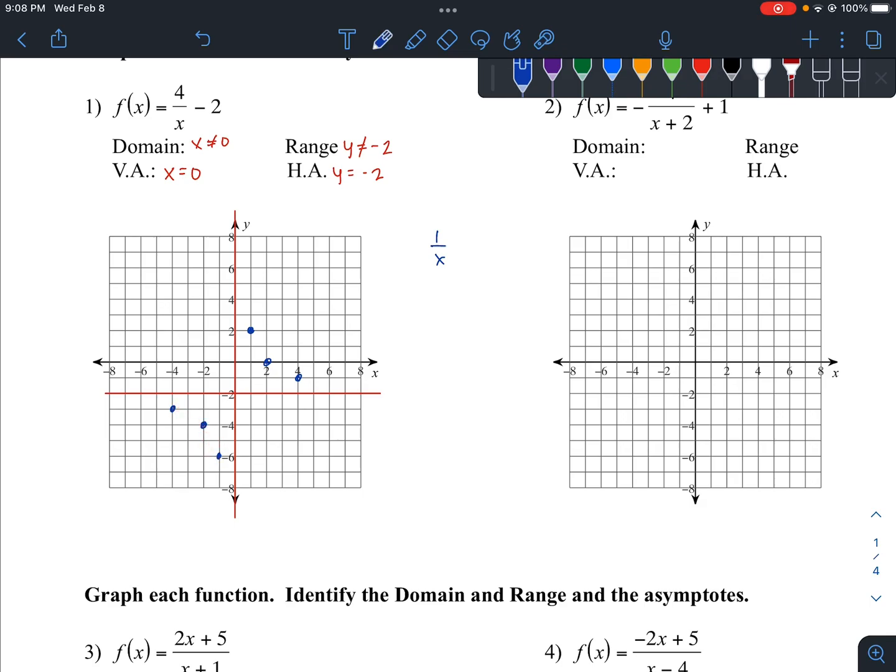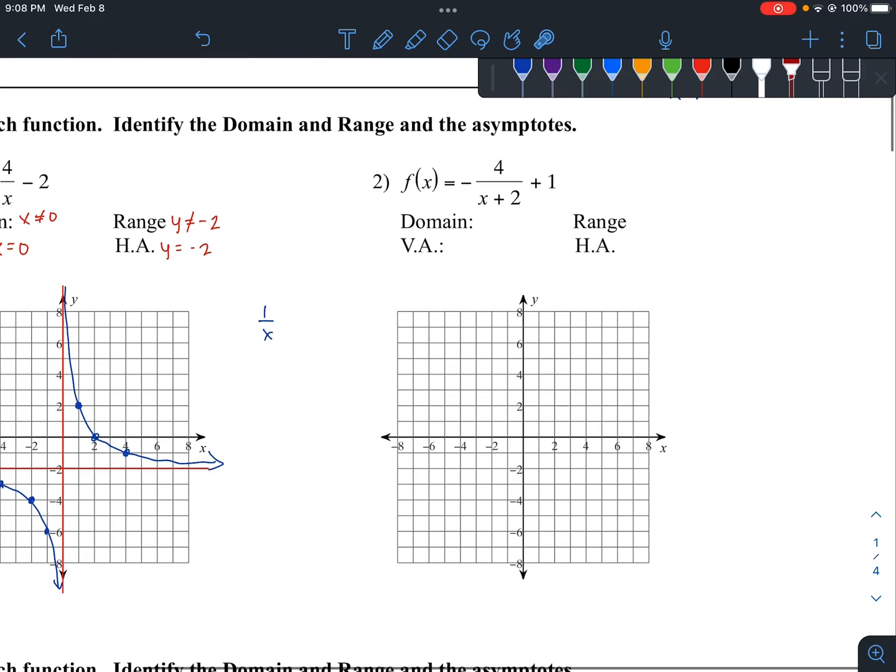Alright, so now I'm just going to draw my branches. So here's one branch, going through my points, like that. And because a is positive, the branches will be in the upper right and bottom left. If it were negative, well, let's go ahead and look at number 2 and see how that goes.